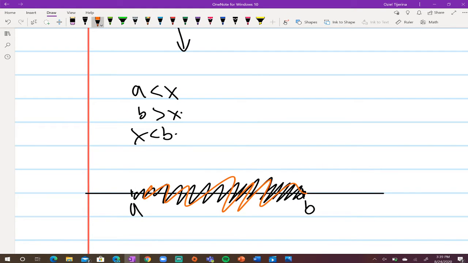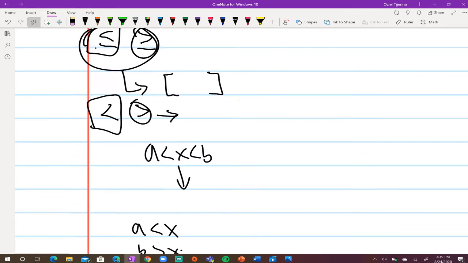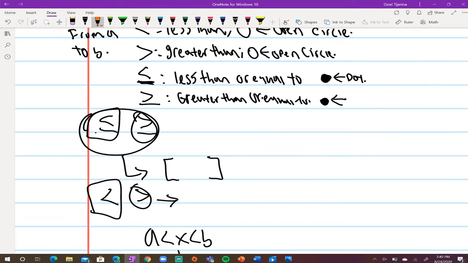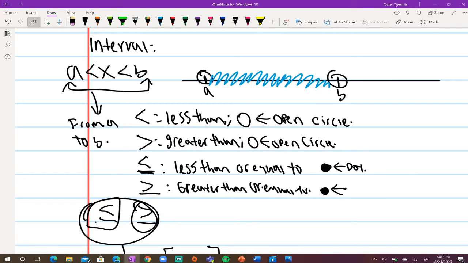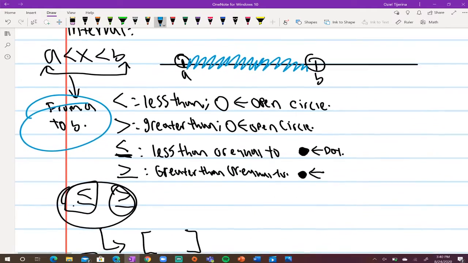However, when you have B is less than X, you would shade this entire thing, but because this is an interval, just know that it goes from A to B. This is literally the only thing that you have to remember: from A to B. That's exactly what you need to remember.